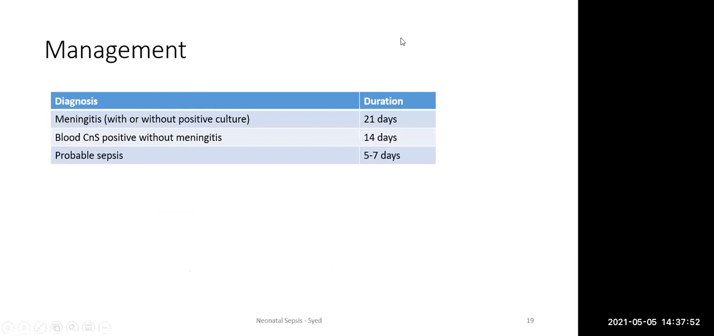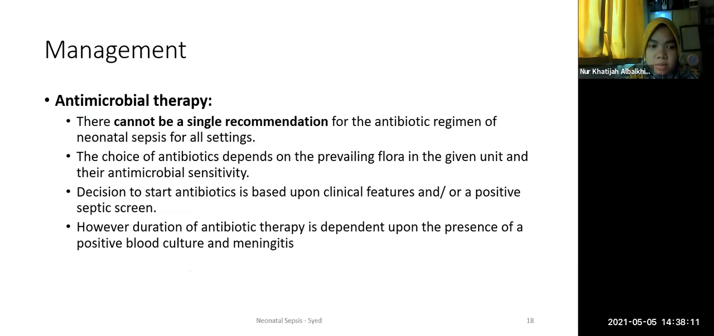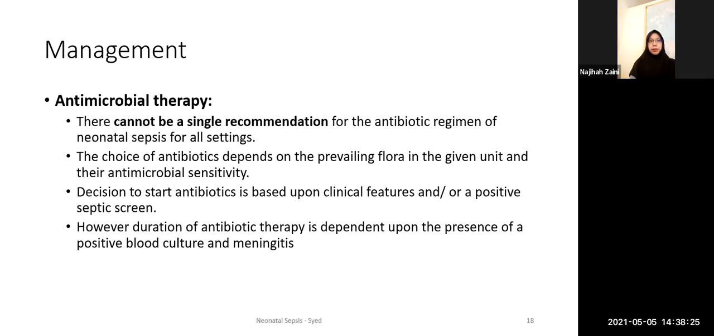Okay, for antibiotics, it depends. For early onset sepsis, what is the most common causative organism? Group B streptococcus, GBS. So for GBS, what antibiotic do you want to give? GBS is a gram what? It's a streptococcus, so it's gram positive.